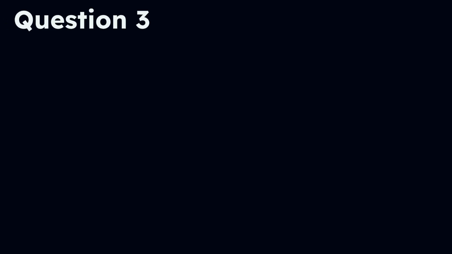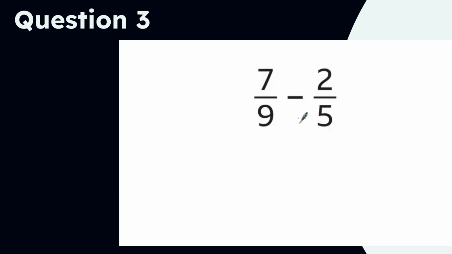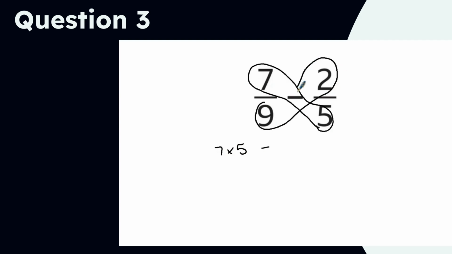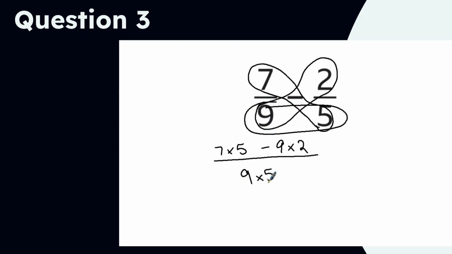For question 3, we have 7 over 9 minus 2 over 5. To solve this, I want to cross multiply to get a common denominator. I would multiply 5 times 7 to get 35. Then multiply 9 times 2 to get 18. I would put that over 9 times 5, which is 45. Then I simplify by subtracting 35 minus 18 equals 17 over 9 times 5 equals 45 to get an answer of 17 over 45.